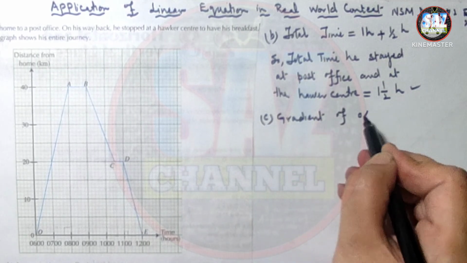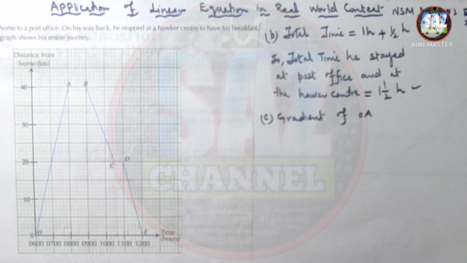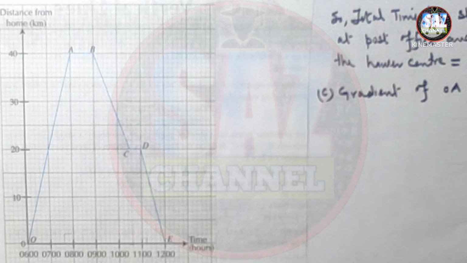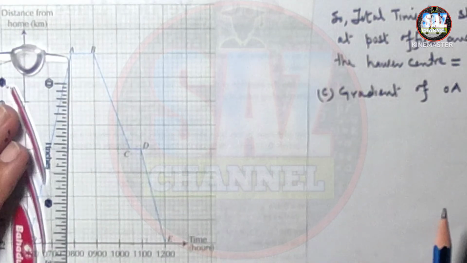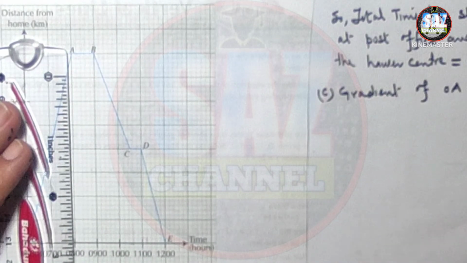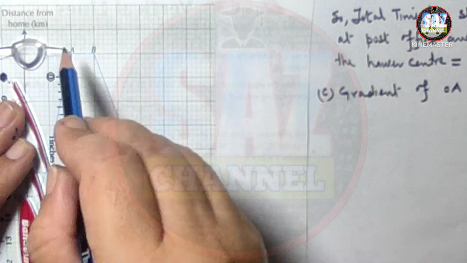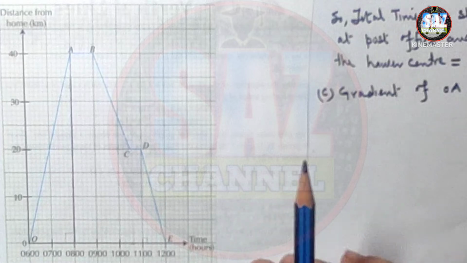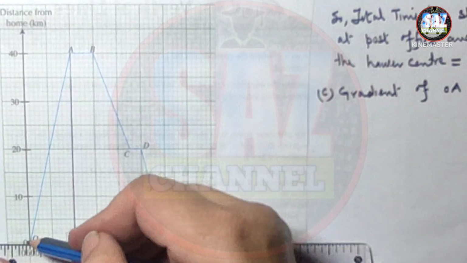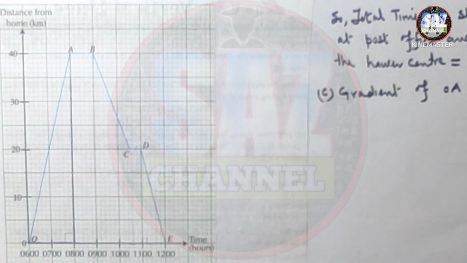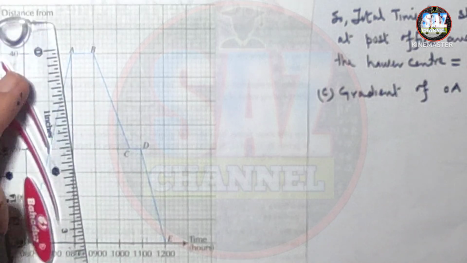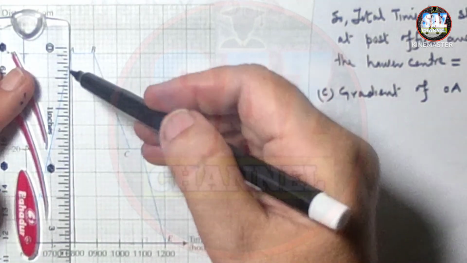And moving to the gradient of each part of the graph, gradient of OA. Recall my previous lesson on how to find the gradient graphically. For that purpose, we have to complete a right angle triangle, and we have to take the ratio of rise and run, the ratio of the height and base of that triangle. Let me make it a little dark so that my students can see it more clearly.